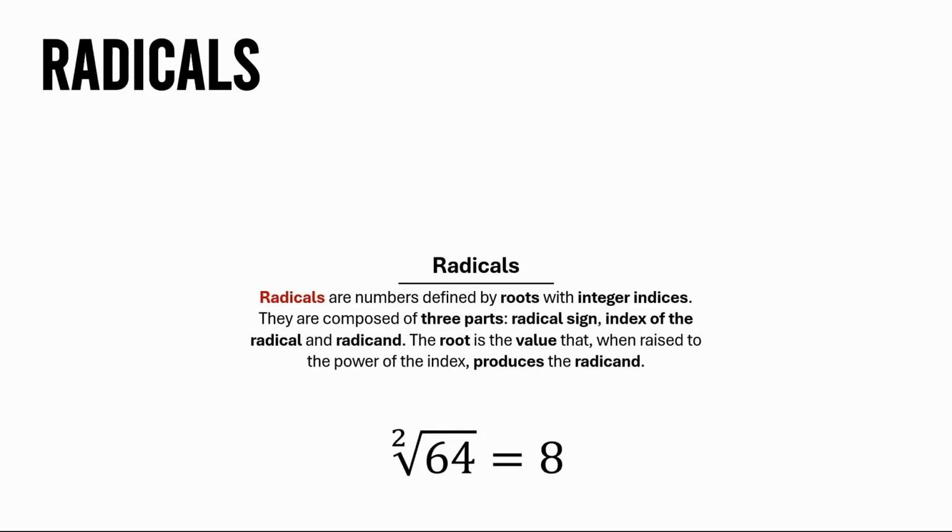The square root of 64 is equal to 8, because 8 is that number which raised to the power of 2, that is, multiplied by itself, gives us as result the number under the radical sign, 64.